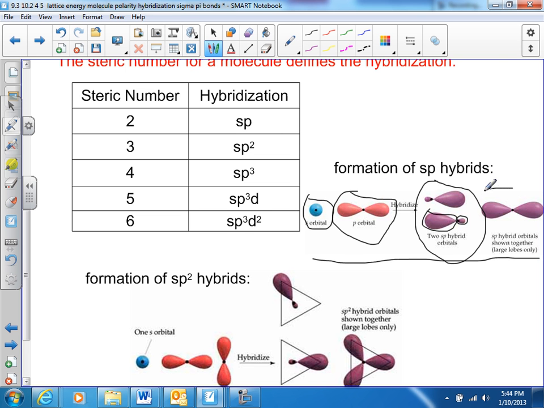And this picture over here is just showing you the nucleus is right here. Here's my nucleus, N. And the orbitals surround themselves around the nucleus. The little lobes are actually hidden. You can only see the large lobes because the little part of the lobes would be inside the large lobe of the other hybrid orbital.